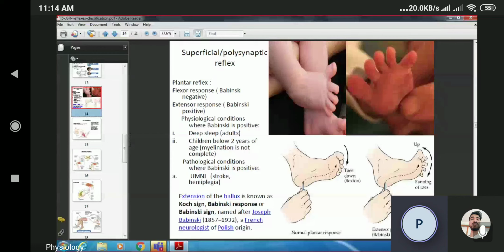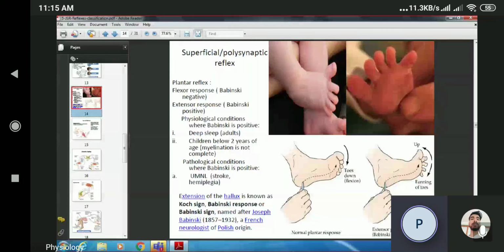Okay, but when we strike from the heel, we go laterally and then we go medially. And if there is upgoing of the greater toe and fanning of the other toes, that means it is Babinski sign positive or extensor plantar response, and this is abnormal. Okay, there are two conditions. There are physiological conditions where Babinski sign is positive, and there are pathological conditions also where Babinski sign is positive.